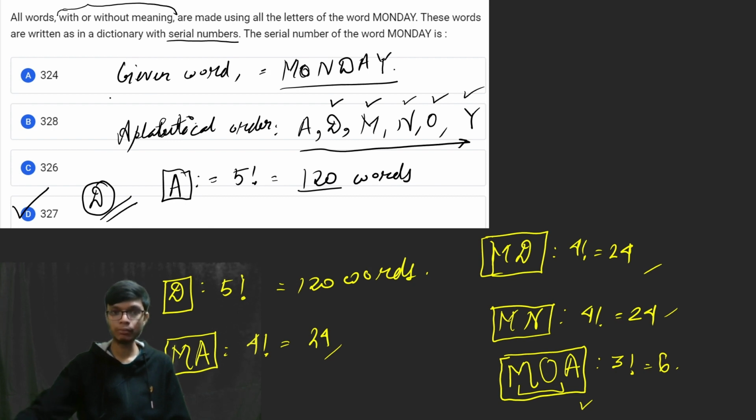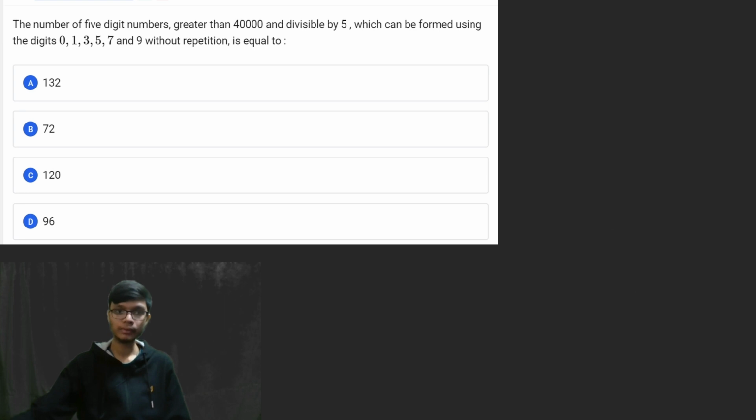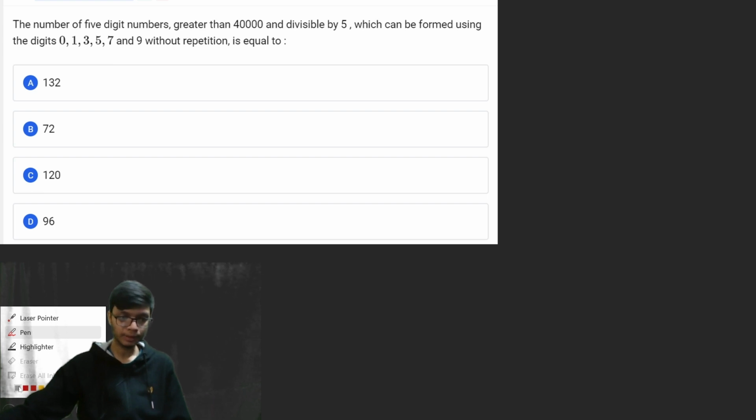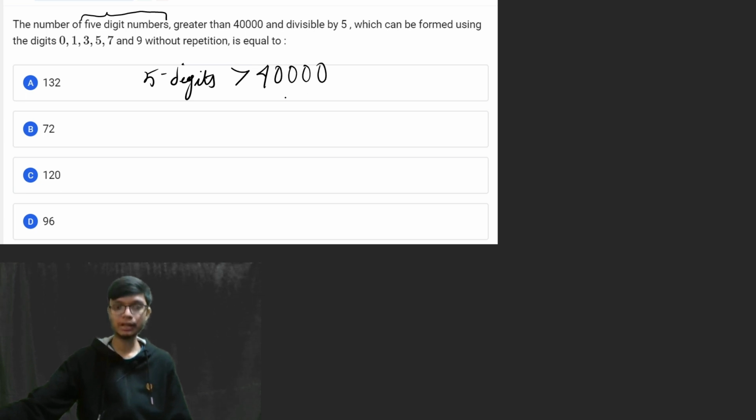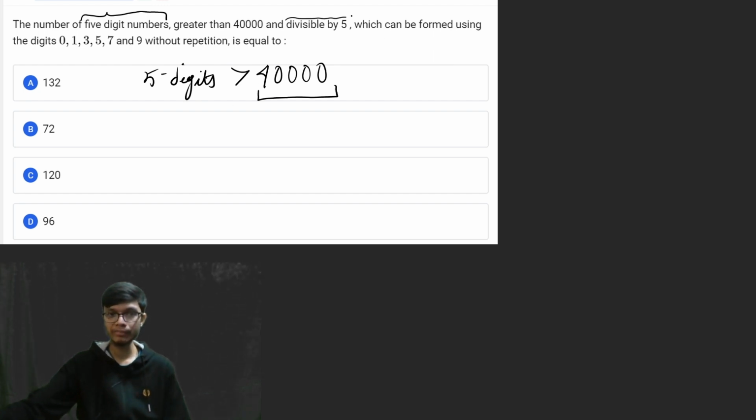Okay, so with this, let us move to the next problem. The next problem is again a problem of a number. You have to look for 5-digit numbers. Again, it is specified that it is a 5-digit number. We have to look for all 5-digit numbers which are greater than 40,000. Now, 40,000 is again a 5-digit number. All the 5-digit numbers which are greater than 40,000 and are also divisible by 5.